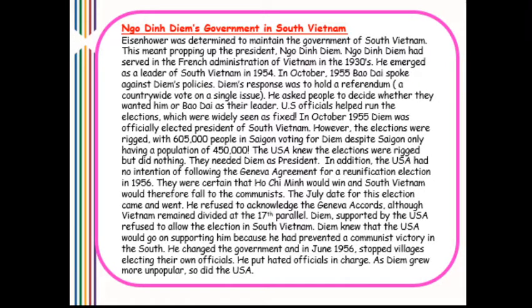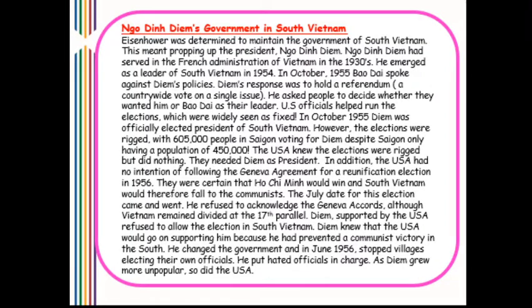Diem had served in the French administration of Vietnam in the 1930s, and he emerged as a leader of South Vietnam in 1954. In October 1955, Bao Dai spoke against Diem's policy. So he was the emperor, remember. If you're not sure about all of this, have a look at the Geneva Accords video. Diem's response was to hold a referendum, which is a countrywide vote on a single issue. He asked people to decide whether they wanted him or Bao Dai as their leader.